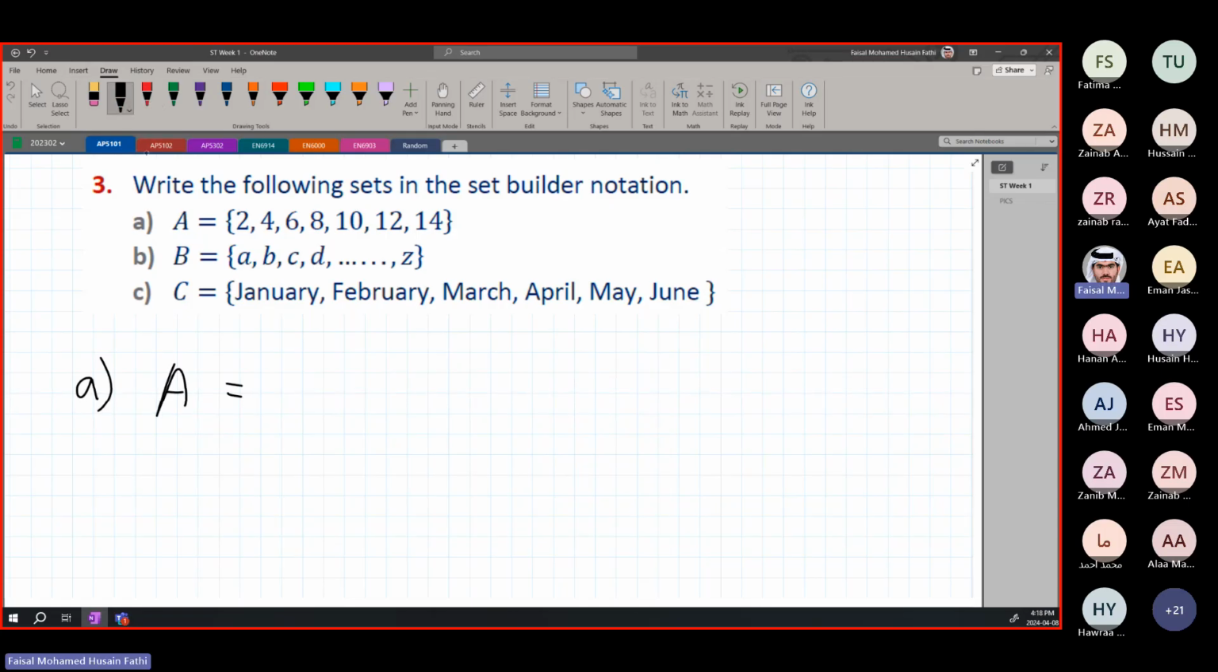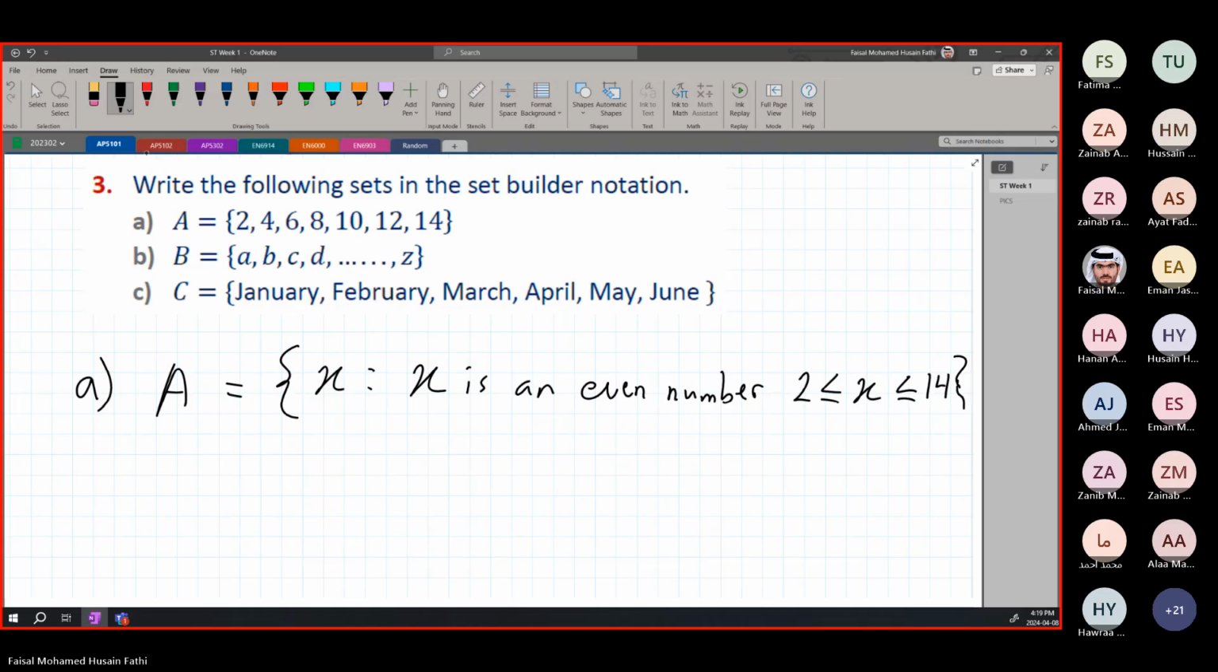So A is equal to, then we open the braces, which is going to mention X, where in this case we could say X is an even number, all right? Because it is even numbers only: 2, 4, 6, 8, 10, 12, 14. So we can say that 2 is less than or equal to X and X is less than or equal to 14. This is a way of writing this. There are a lot of different ways you can write this, but this is one of them. What does this mean? This means that X is an even number.